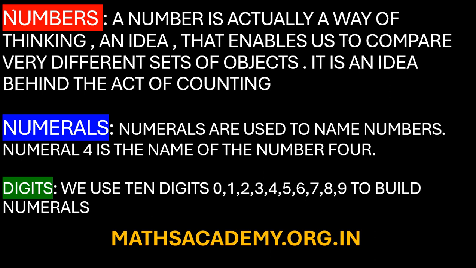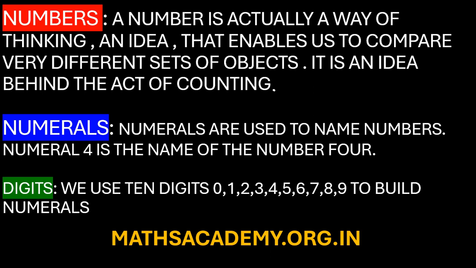First, what is a number? Suppose I say 4 apples, 4 oranges, 4 people, 4 math books, then you can understand what I am telling. Behind counting, that idea is nothing but the number. A number is actually a way of thinking, an idea that enables us to compare very different sets of objects. Now 4 oranges and 4 potatoes have one thing in common, their quantity is the same, but the quality is different. One is potatoes, one is oranges. So number is actually the idea behind the act of counting.